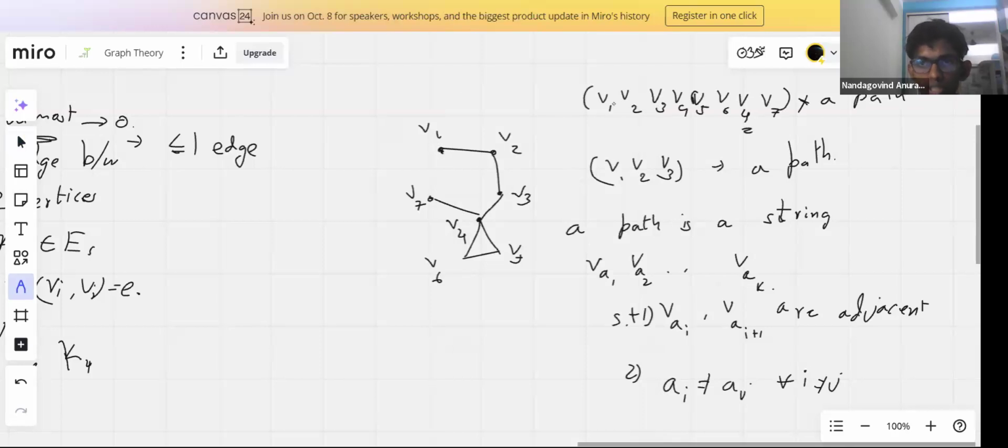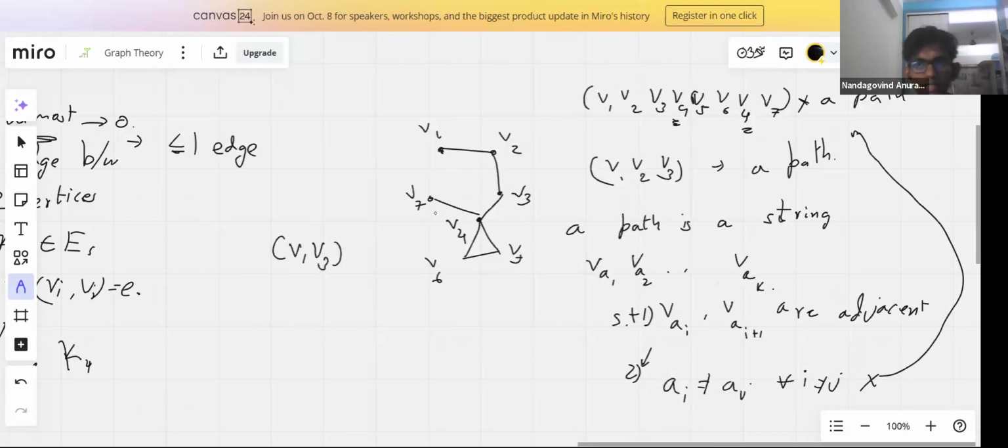Because v4 is there once and v4 is there a second time, that contradicts the second statement, because a7 is equal to a4 but 4 is not equal to 7. So this contradicts condition 2. But it does satisfy condition 1. It's a path if and only if both the conditions are satisfied. Similarly, v1 v3 is not a path because v1 and v3 don't have an edge connecting them. Does a path make sense?